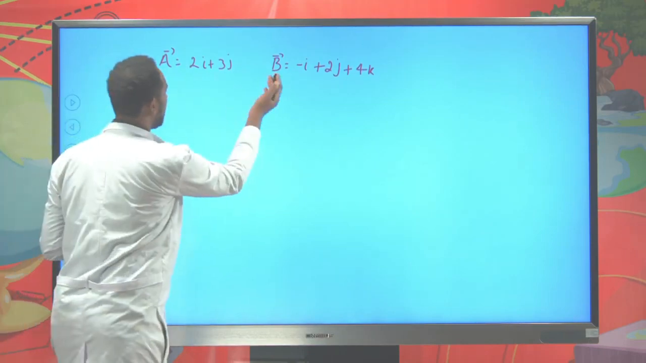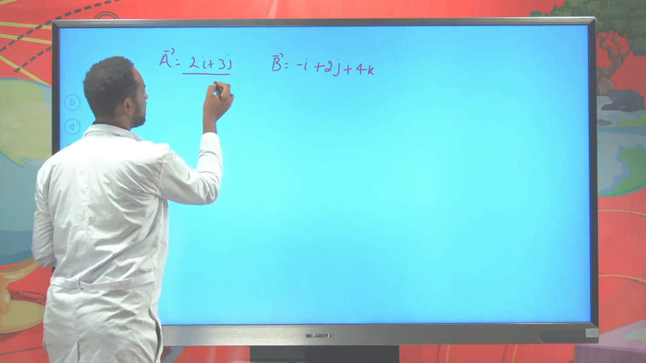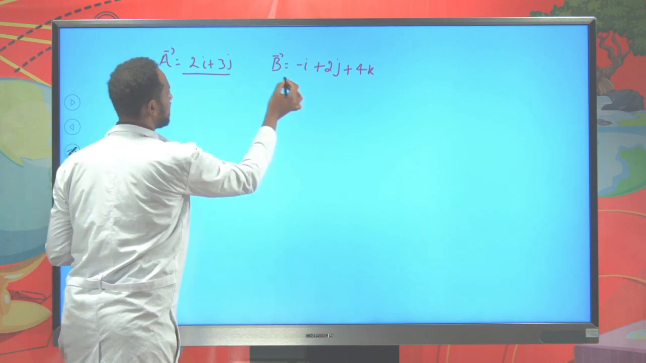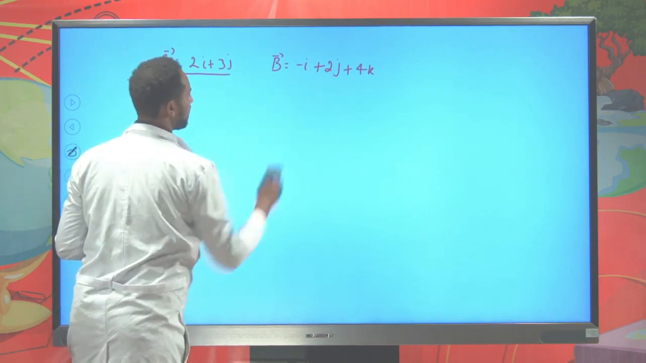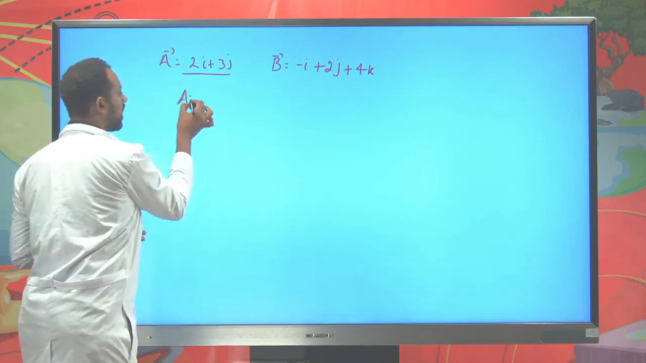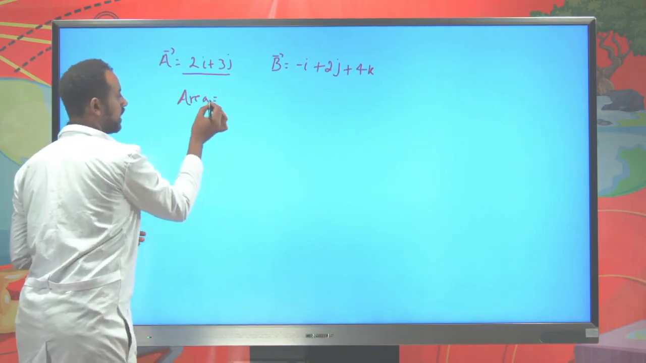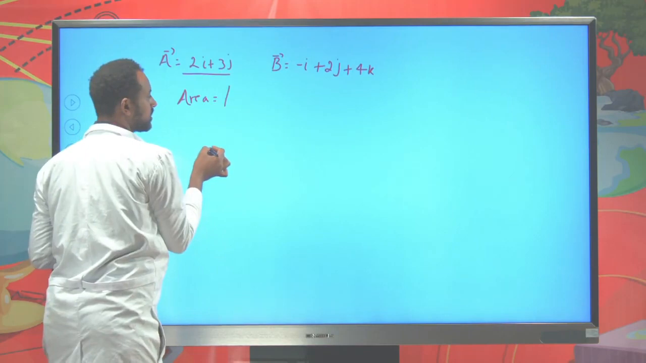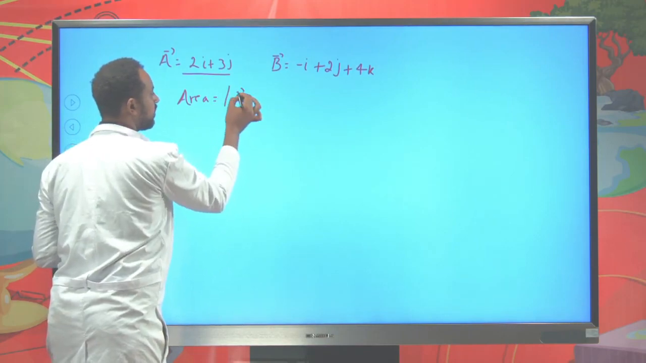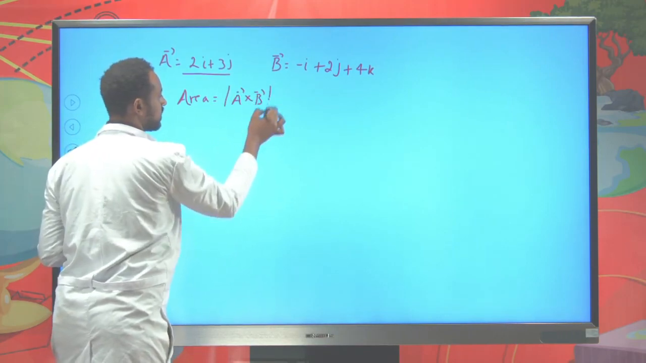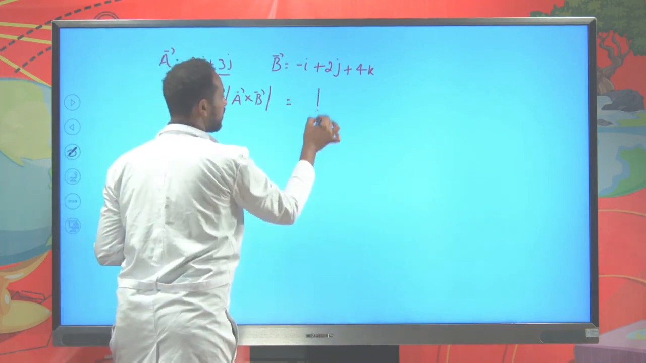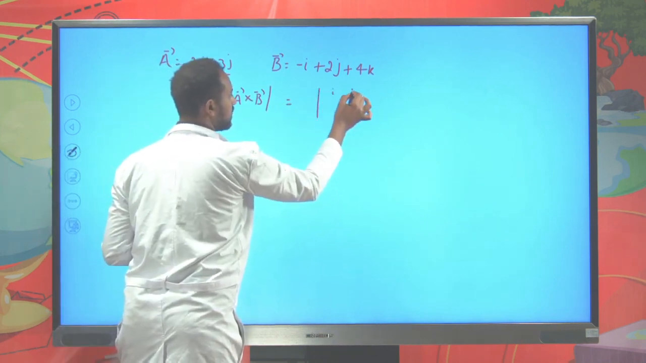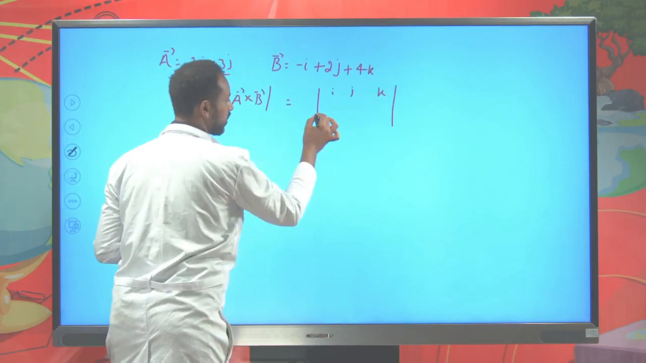One of the sides of the parallelogram is given to be 2i plus 3j, and the other side is given to be minus i plus 2j plus 4k. Therefore, to find the area of a parallelogram, always determine the magnitude of the cross product of the two vectors. And how do you determine the cross product? Well, you have to put it in i, j, k matrix form.